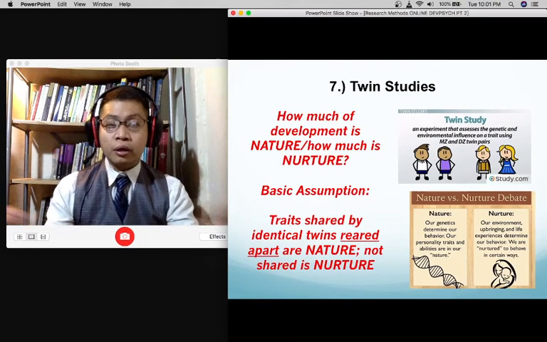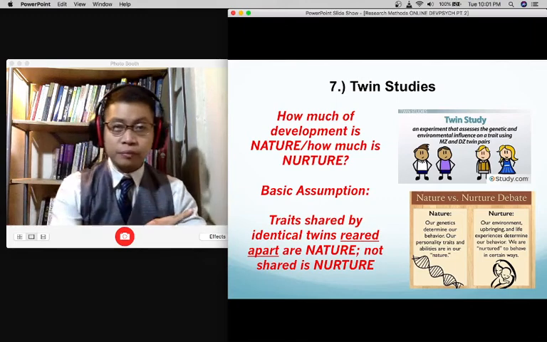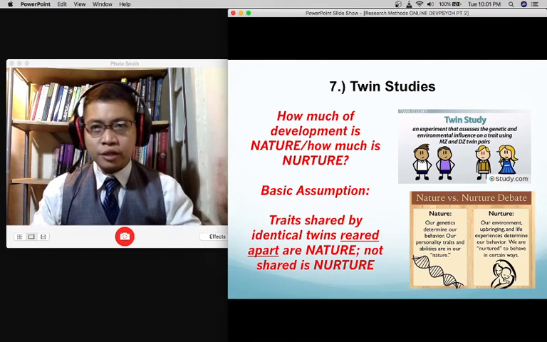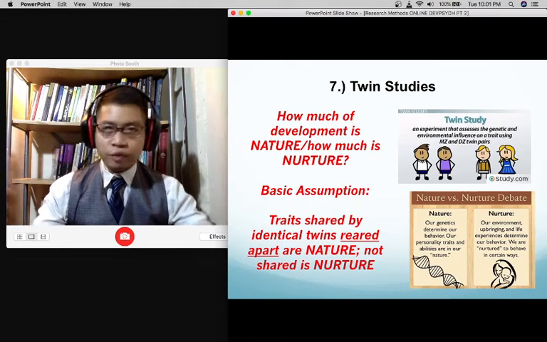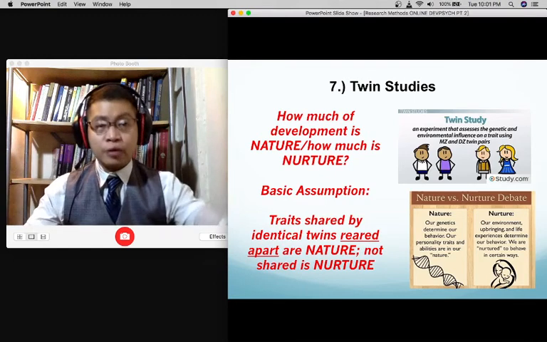Imagine that. There are twins. The first twin, one country, the second twin in another country. Now, whatever characteristics that they will share in common, remember, they have not met. They have different environments, right? So whatever traits they will have in common, yung pagkakapareho nila.